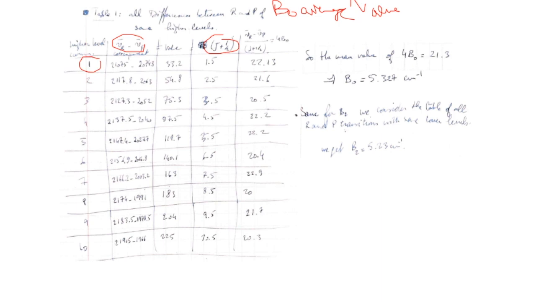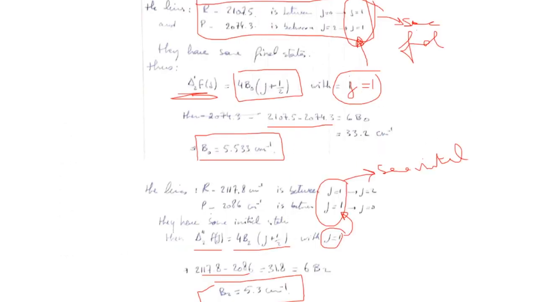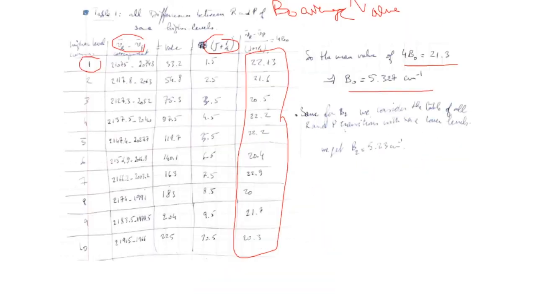So what we do is take the mean value of all these. You add them and divide by the number, which is 10, and this gives you the average value of 4b0. You divide by 4 and then you get b0 as an average value. Obviously it's close to the one that we got here, but since it's an average value, it's close, not the same. And you do the same thing for b2, but for b2 you have to notice something.